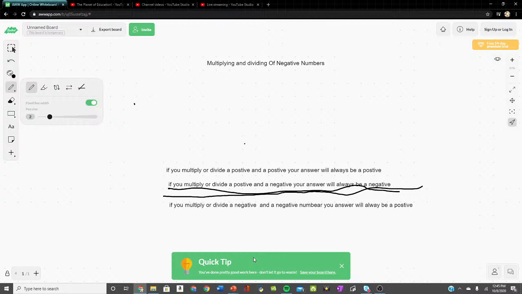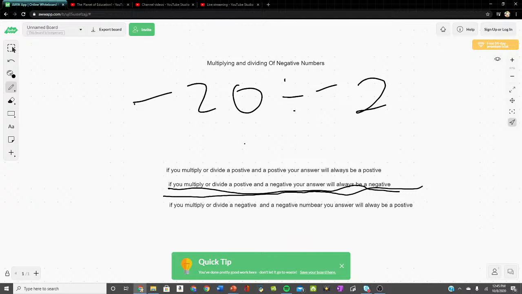So now, -20 divided by -2. Everyone knows 20 divided by 2 is 10. And the rules clearly state if you have a negative divided by a negative, or times, you get a positive.